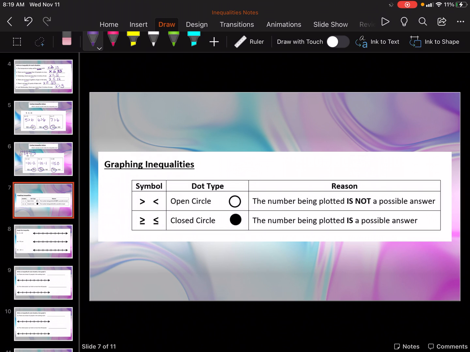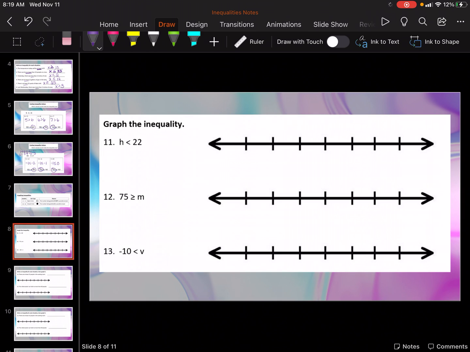And then we're going to talk about the direction of the arrow and what numbers get included. But the open or closed circle depends if there's a little line underneath of it. Sometimes people think about it as like a pencil and you color in the dot, color in the circle at that number.